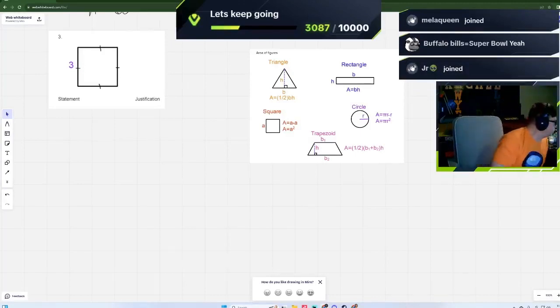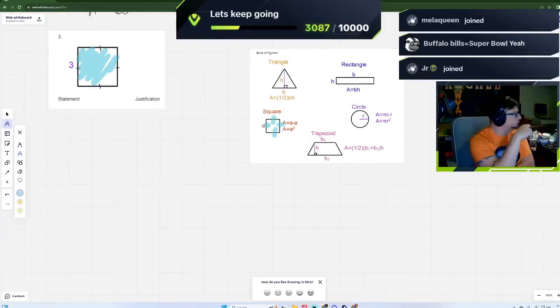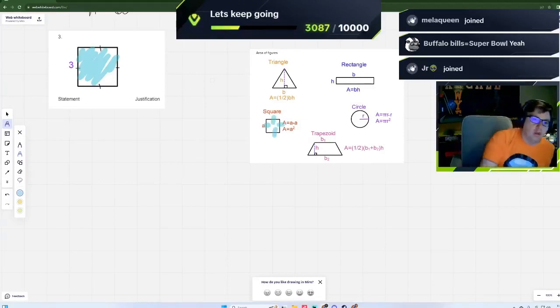All right. Next one. We have a square. So a square, once again, looking at these pictures, our square right here shows that we have 1, 2, 3, 4 equal sides. That's what those dashes mean on the square. It means that all the sides are equal to each other. So each one of these sides has the same side length.